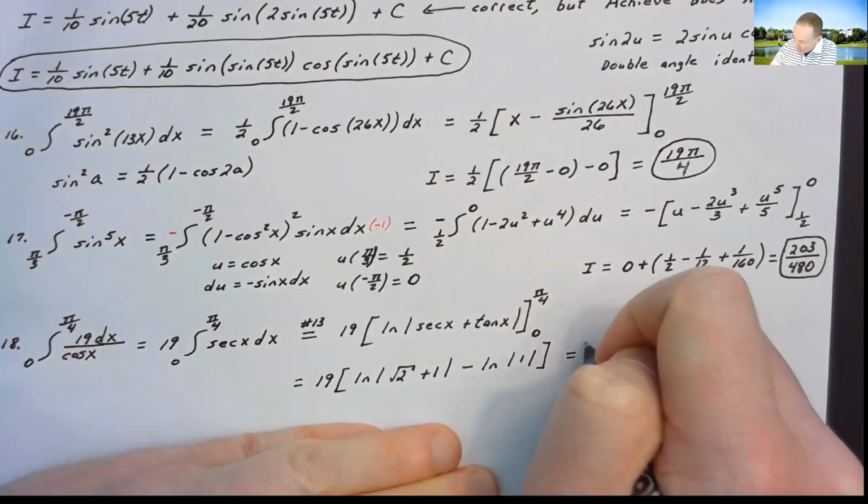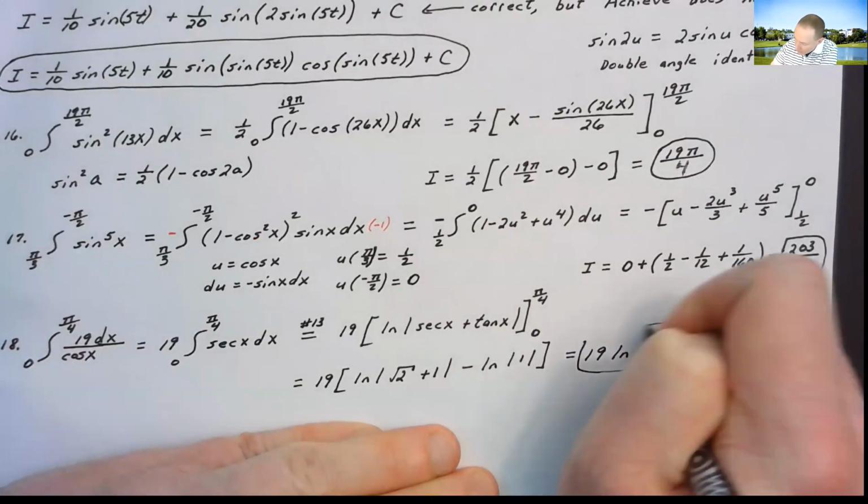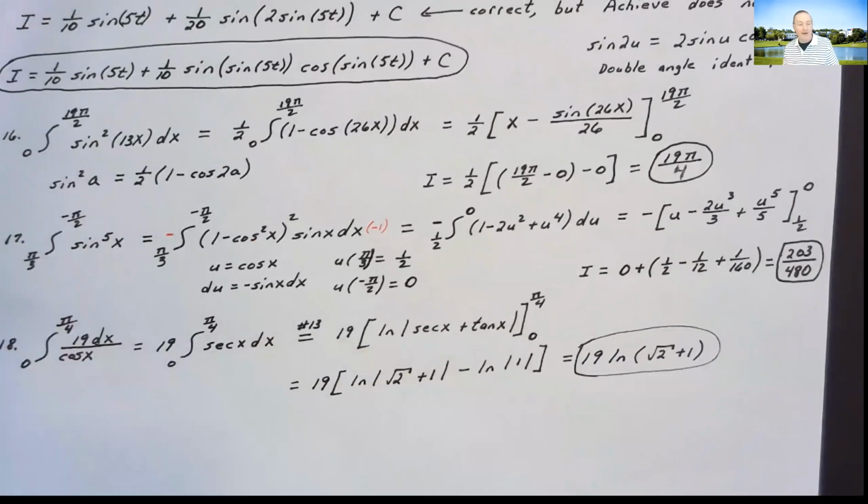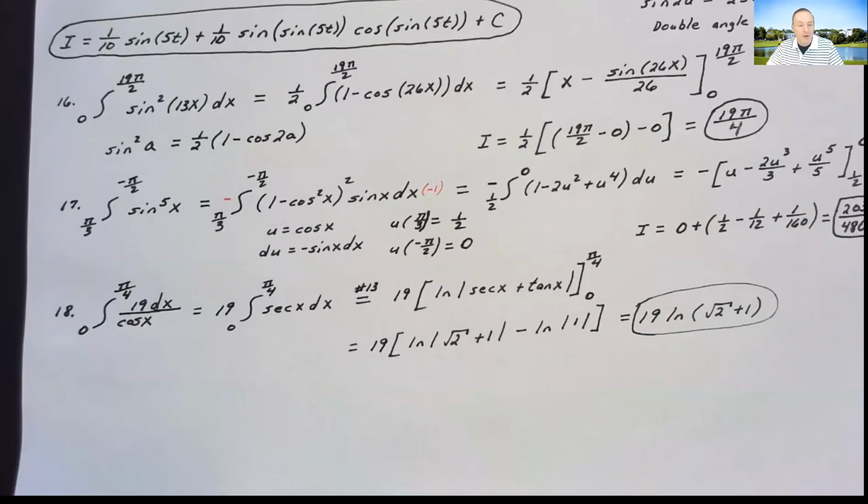Now, for this next one here, and I forgot to circle my answer for it, we have the integral from 0 to pi over 4 of 19 over the cosine of x, integrated with respect to x. Now, this is one of those that really don't have a lot of techniques to do with it. I went ahead and factored the 19 out and said, well, 1 over cosine, that is the secant function.